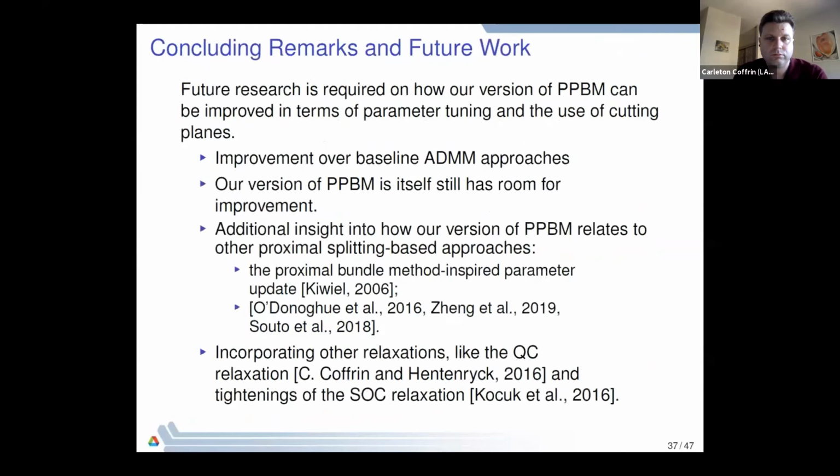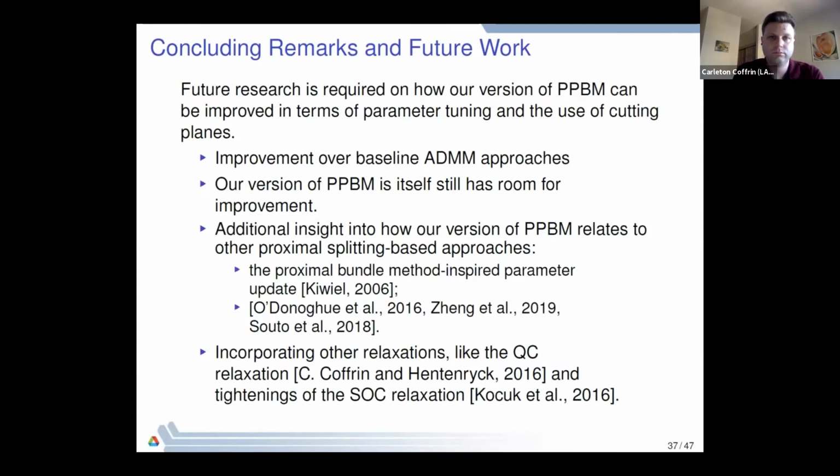So PPBM is designed to interface with GPU. It has some interesting features like the rules for adding cuts and the rules for changing rho. These are non-trivial rules within any ADMM framework. There's always room for improvement with these. Our approach could stand to have additional insight into how PPBM relates to the other approaches, which we described to some degree.